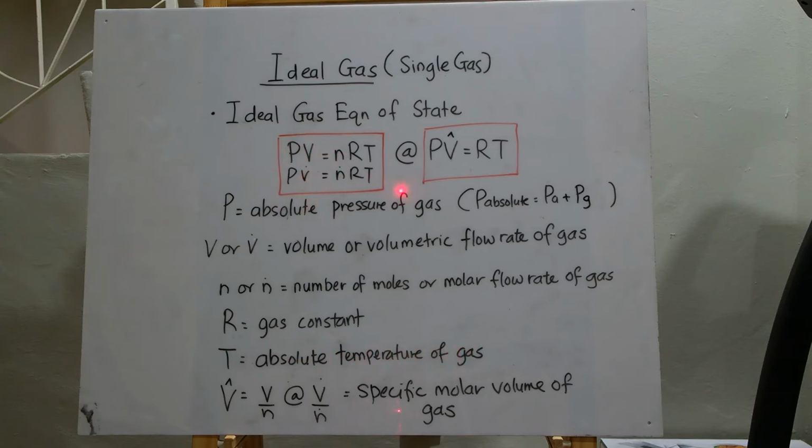This equation can be modified into P V-hat equals RT, where V-hat, the symbol here, means the specific molar volume of the gas. The specific molar volume of the gas is equal to V over n, or V dot over n dot.